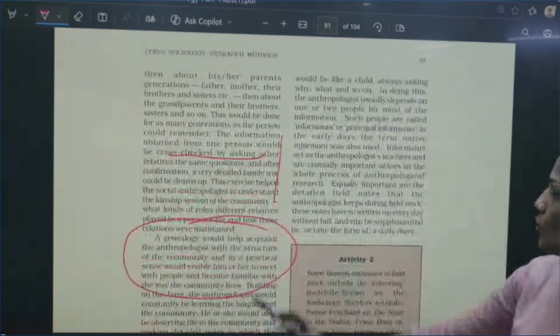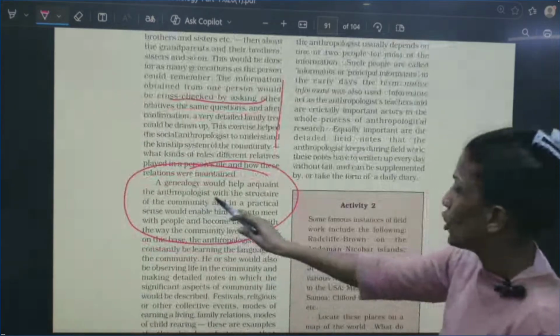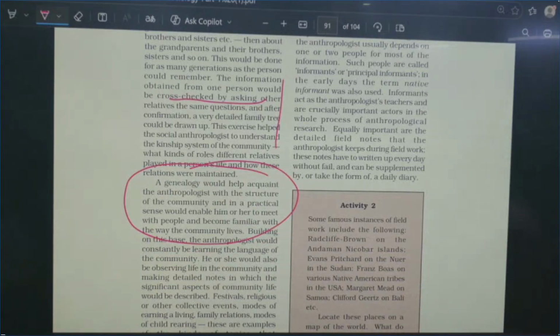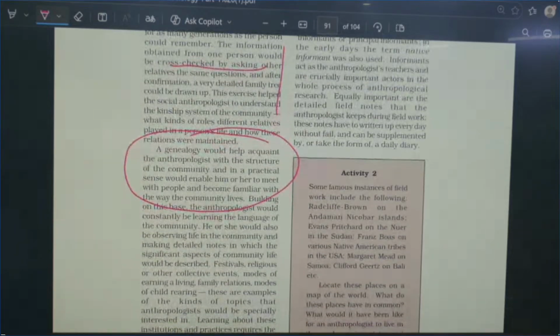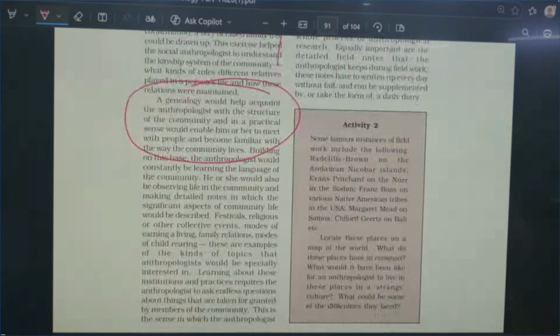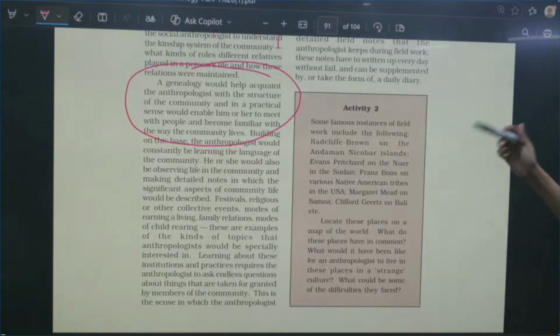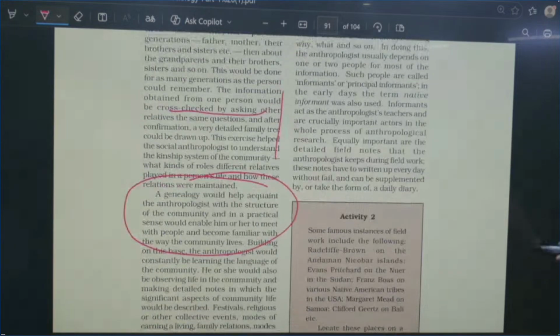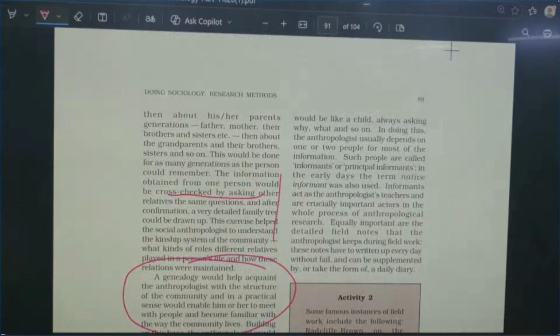So a genealogy would help acquaint the anthropologist with the structure of the community, and in a practical sense would enable him or her to meet with people and become familiar with the way the community lives. Okay, so this is what we also do, and this is going to be there in your family, marriage, kinship point.